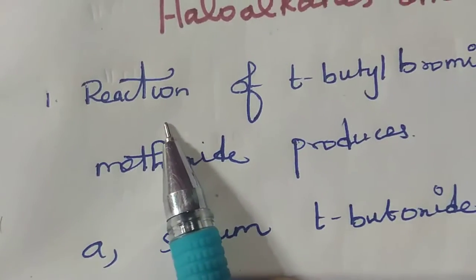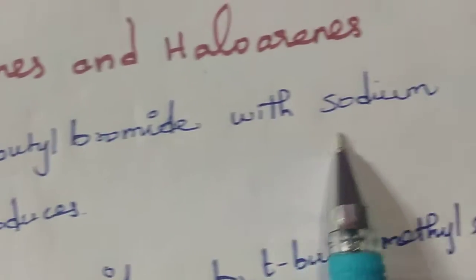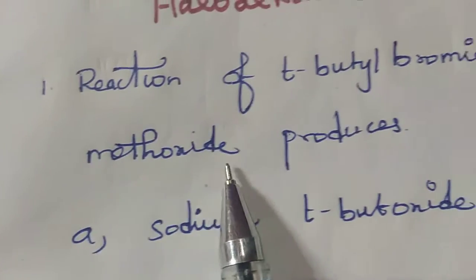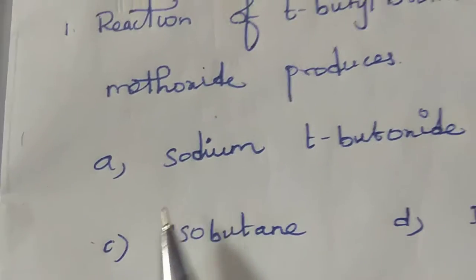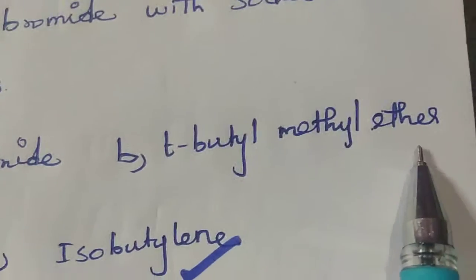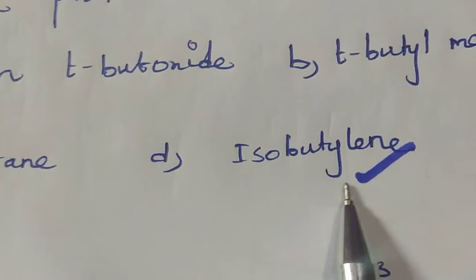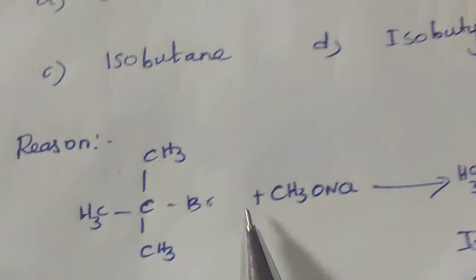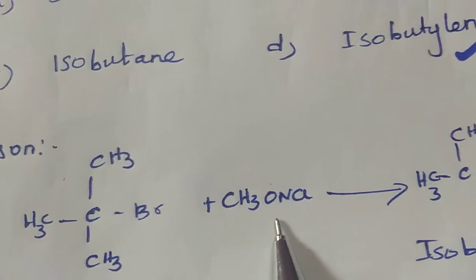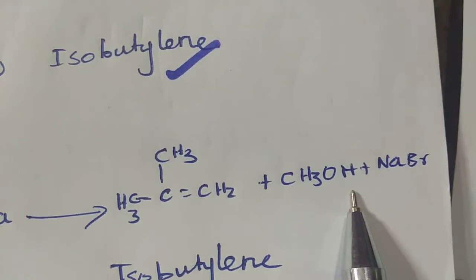The first question: the reaction of tertiary butyl bromide with sodium methoxide produces what? The four options are given. The answer is D option, isobutylene. Tertiary butyl bromide reacts with sodium methoxide to form isobutylene, with removal of methanol and sodium bromide.